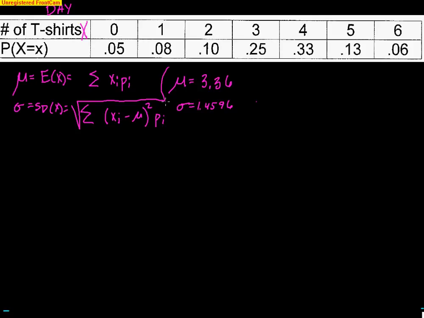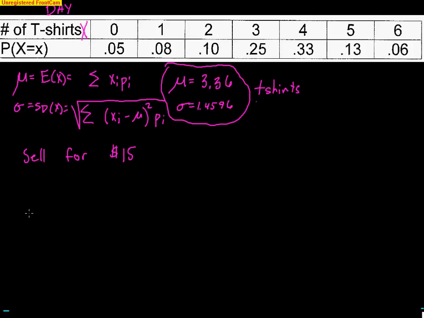So this means that typically on any given day, I expect to sell 3.36 t-shirts, right? The units on all this is t-shirts, with a standard deviation, because I understand it might vary from day to day, standard deviation of 1.4596. Now, here comes the transformation. Let's just say that I sell these t-shirts for $15 a piece. How much money do I expect to make? Well, this is multiplication, right?